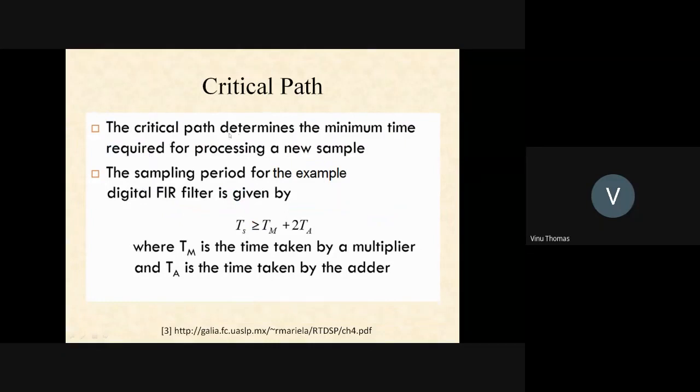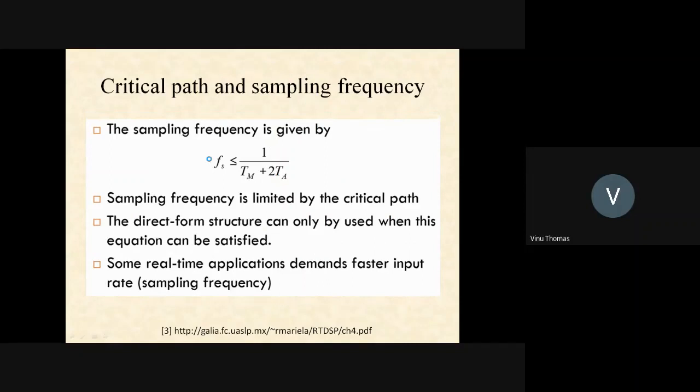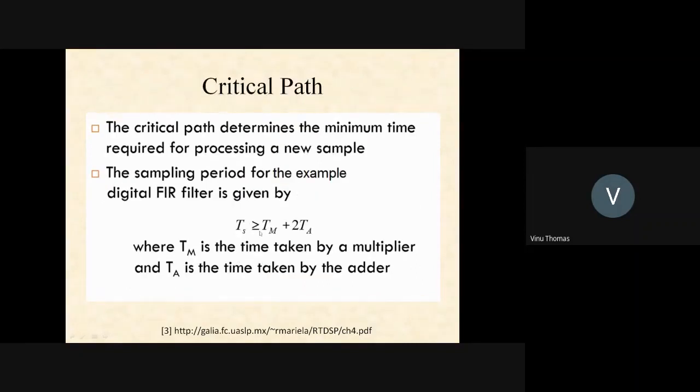Critical path determines the minimum time required for processing a new sample. The sampling period for our example is given by Ts greater than or equal to Tm plus 2Ta, where Tm is the time taken by a multiplier and Ta is the time taken by the adder. Is it understood? Yes, sir. So therefore, the sampling interval is Ts greater than or equal to Tm plus 2Ta.